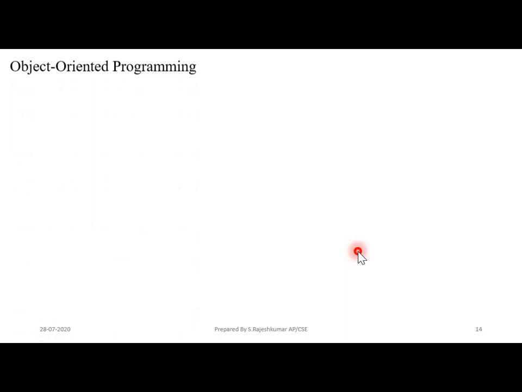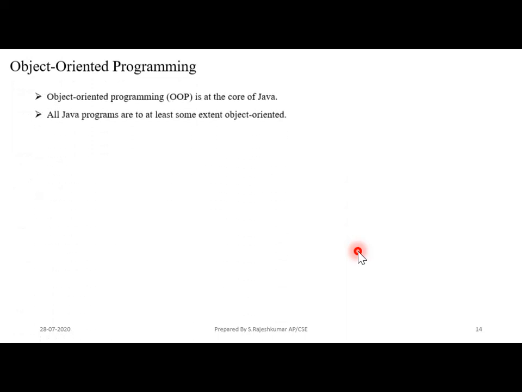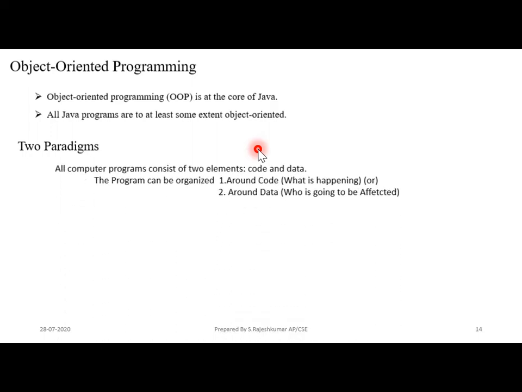So the core of Java programming is object oriented programming. All Java programs are, at least to some extent, object oriented. Every Java program must have an object oriented basis.